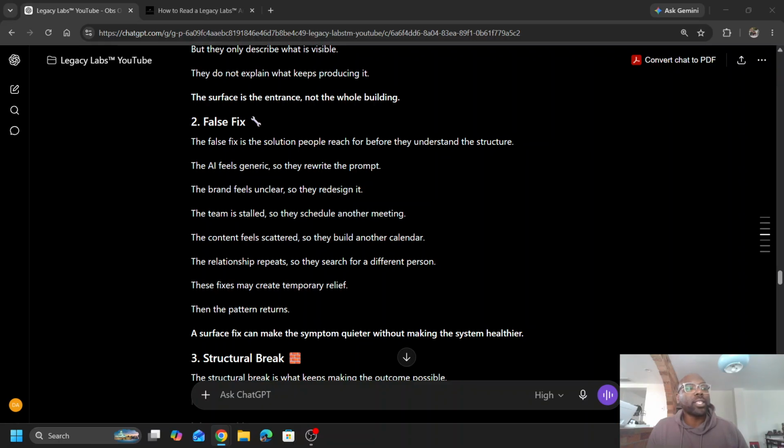And to be clear, these fixes are not always useless. Sometimes they create temporary relief. A better prompt may improve one output. A new calendar may organize one week. A new meeting may create movement for one conversation. But if the structure underneath is not changed, the pattern usually returns. That is the problem with surface fixes. They can make the symptom quieter without making the system healthier. So the false fix section is where we name the thing people usually try and then ask why it doesn't hold. Because if the same issue keeps returning, the fix was not structural enough.